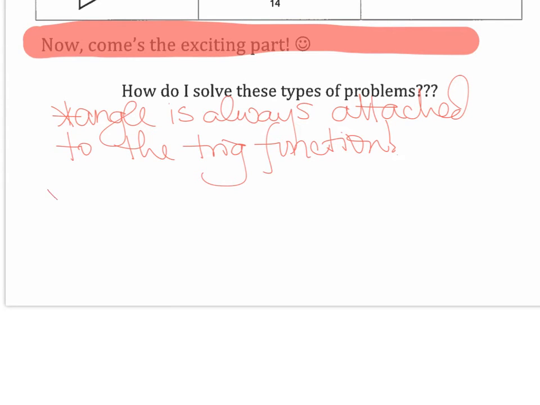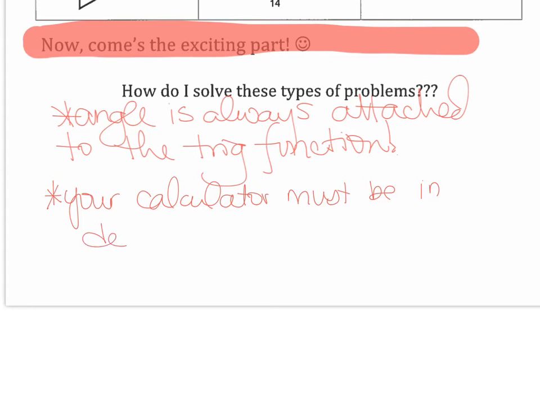And then the last thing, which is absolutely crucial if you want the right answer, okay? Your calculator must be in degree mode. In your calculator, you have to put it in the degree mode. If you don't put it in the degree mode, the answers are going to be different, okay?